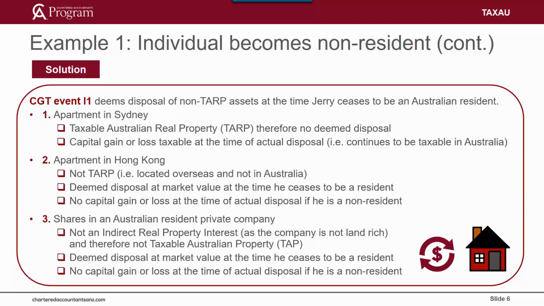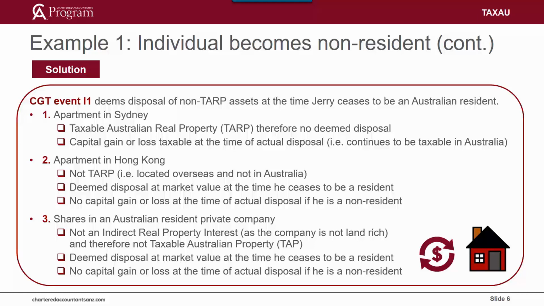Jerry will instead be subject to tax in Australia when the apartment is actually sold. As the apartment in Hong Kong is located overseas and not located in Australia, it is not taxable Australian real property, or TARP. Therefore, CGT event I1 applies to deem the disposal of this asset at its market value at the time Jerry ceases to be a resident. Jerry will not be subject to further tax in Australia if the apartment is sold while he is a non-resident.